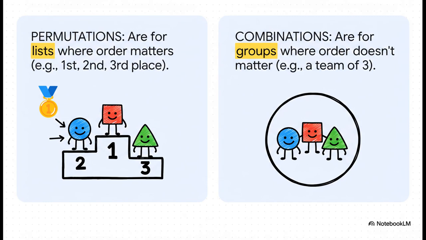And here it is, the big idea in a nutshell. Permutations are all about lists. Think of a race. Getting gold, silver, or bronze are very different ordered outcomes. Combinations, on the other hand, are about groups. Imagine you're just picking a project team. It doesn't matter if you were picked first or last, you're on the team. If you only remember one thing, make it this.